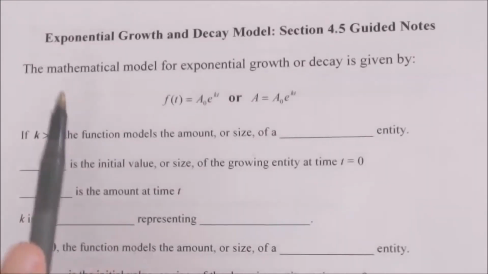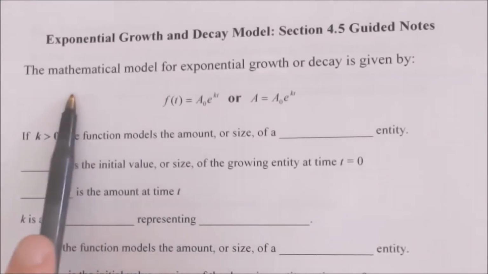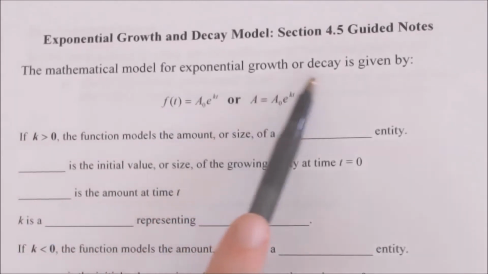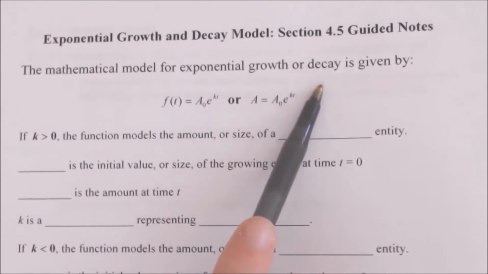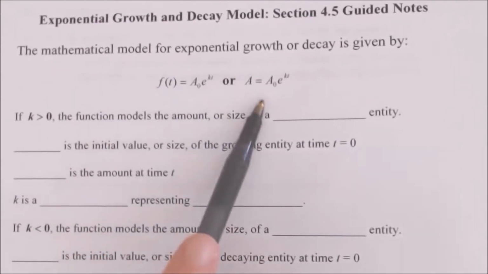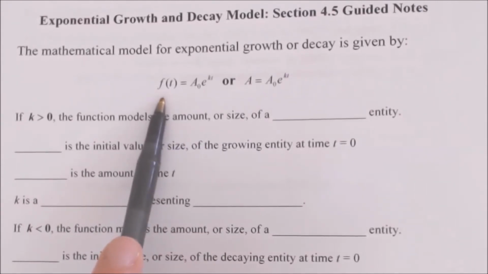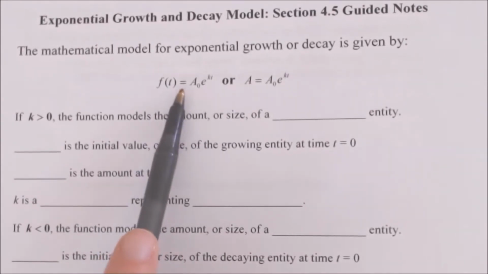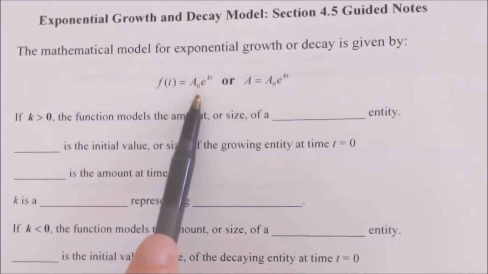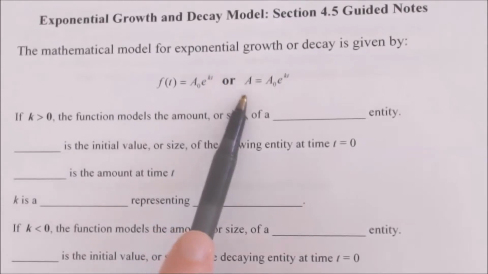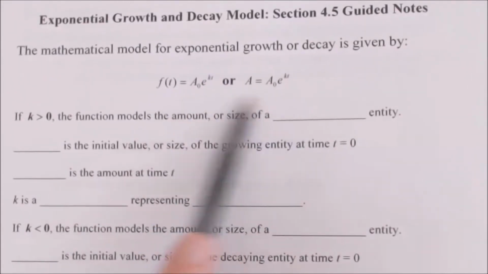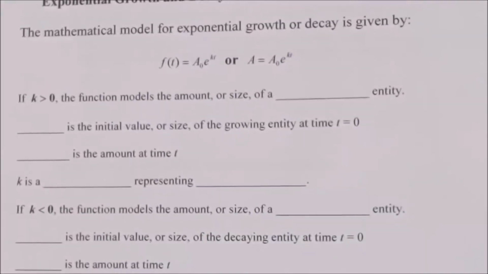This is in the guided notes, so make sure you have these before you start the video because I think you'll want to fill these in as we go. The general model for an exponential growth or decay function, I'll explain what I mean by that in just a second, is given by this expression. It can be written one of two ways. The first way is written in function notation. F of t equals a naught e to the kt power, or just A equals a naught e to the kt power. This is the general model we're going to follow with most of these questions.